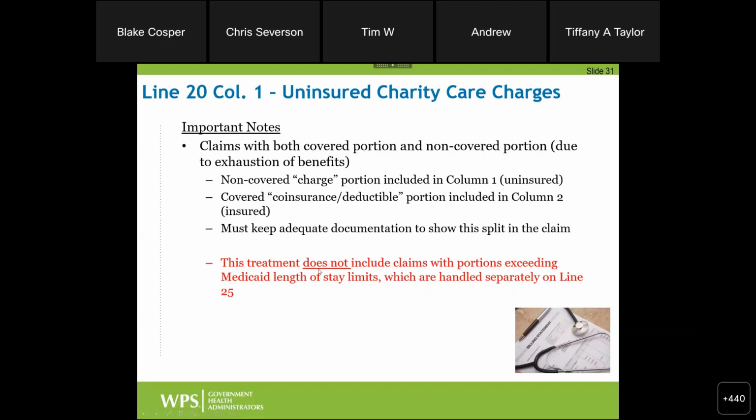Again, back to what I said earlier, and we'll hit this another time or two because it's rather complex and unusual. This treatment that I'm mentioning up here about splitting the bill, it does not include those claims where the reason a portion of that stay was non-covered was solely due to that length of stay limit for Medicaid. That's going to be handled on line 25, but it also needs to be part of column 2 of line 20. Again, I'll get back to that in a bit.